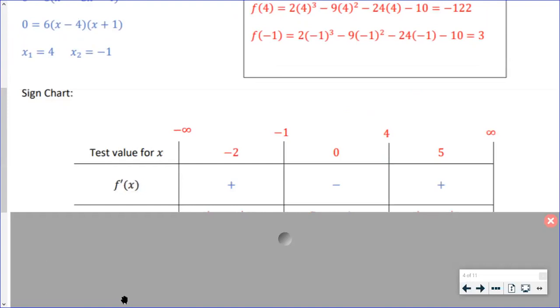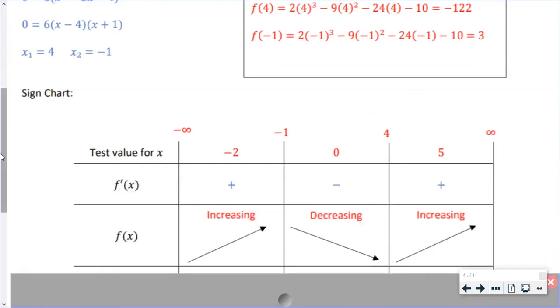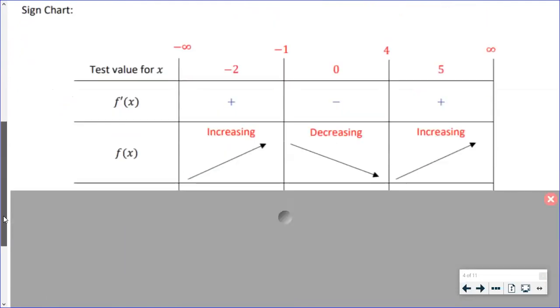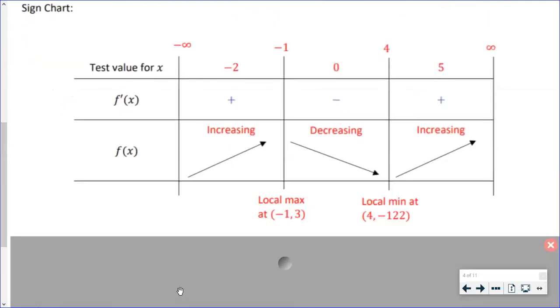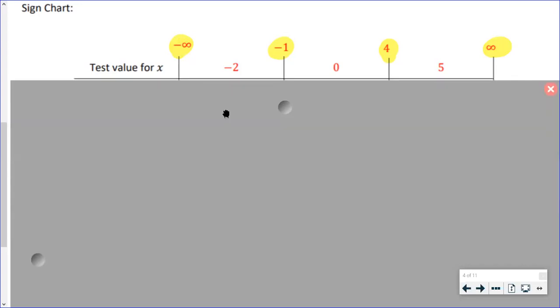So my critical points, I'm going to just scroll down a little bit. Negative 1, so the first thing I want you to write down, at negative 1, I have a local maximum. At negative 1, 3, my first critical point. At x is equal to 4, I have a local minimum, right? And besides those critical points, on the left, I have negative infinity. On the right, I have positive infinity. That's where I'm going to start. I know I have a local max and a local min, and I have these potential test values.